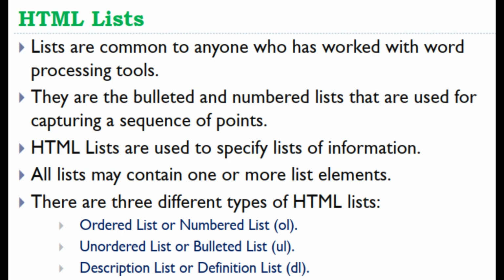There are three different types of HTML lists: ordered list or numbered list, OL; unordered list or bulleted list, UL; description list or definition list, DL.